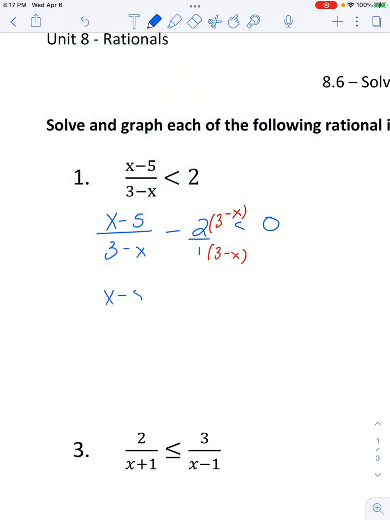So we have x minus 5 over 3 minus x, minus 2 times 3 minus x, also over 3 minus x. And then since they're both over 3 minus x, we can just go ahead and put it all over the common denominator, 3 minus x. You would then try to simplify the numerator, so I could distribute that 2. And since we're subtracting, it's like we're distributing the negative 2. So that will give me negative 6 plus 2x. And then all of that is less than 0.